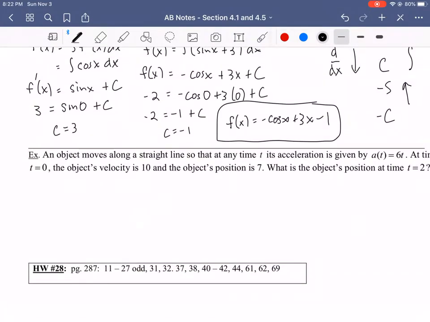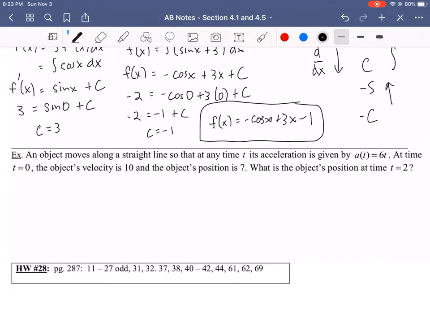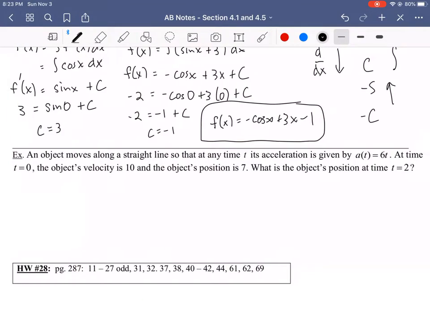Okay, the last problem for this section, very similar to the one that we just did, but it's in the context of particle motion. So for particle motion, I know that we have position. The derivative of position is velocity, and the derivative of velocity is acceleration. So again, let's say that we're given acceleration, which is what we're given in this problem. We're given a of t is equal to 6t, and they eventually want me to get to the position. That means I've got to go up this list by taking antiderivatives.